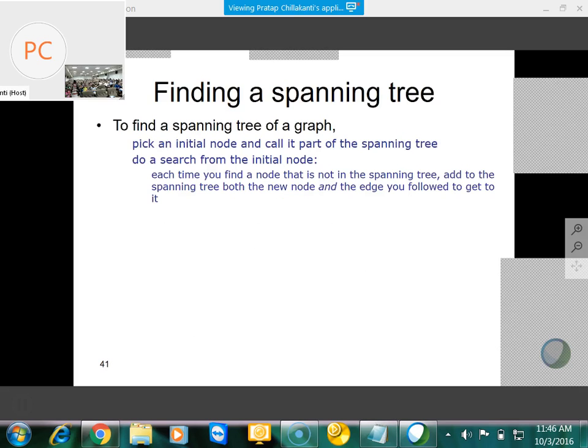The question is, how do you find a spanning tree? So there's an algorithm here. You pick an initial node and call it part of the spanning tree. Then you search from the initial node. Each time you find a node that is not in the spanning tree, add it to the spanning tree, both the new node and the edge you followed to get to it. Because you need to cover all of those things. So here is one undirected graph that is given to you.